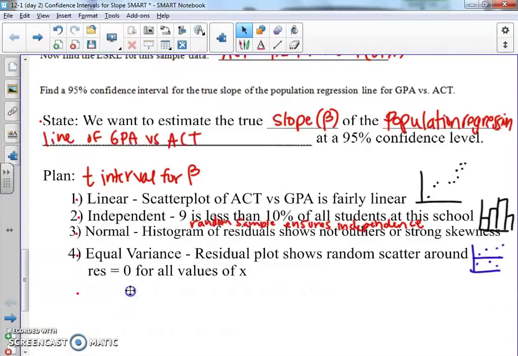Okay, condition 5 is random. Well, did we take a random sample? We did. We took a random sample of 9 students. So there's my conditions. My conditions have been satisfied.